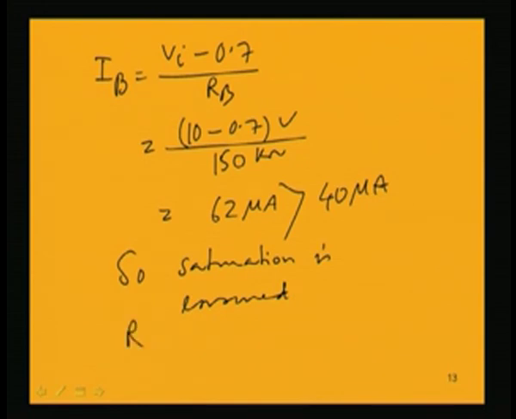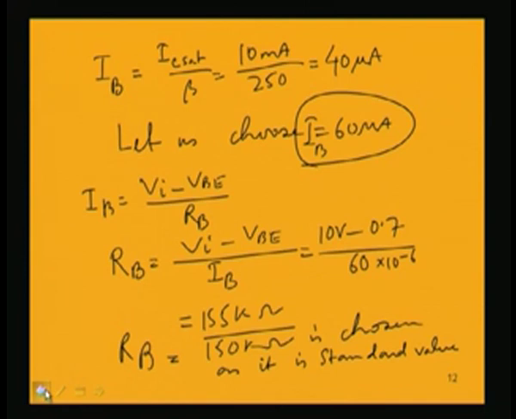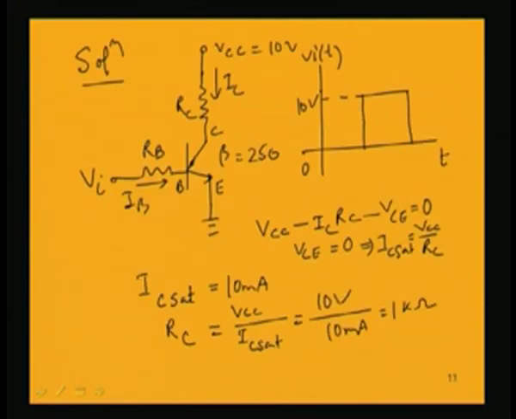So, in this design we have designed RB to be 150K and RC was designed to have 1 kilo ohm value. So, this design example shows how to get the values of RB and RC if we want to design a transistor as a switch.